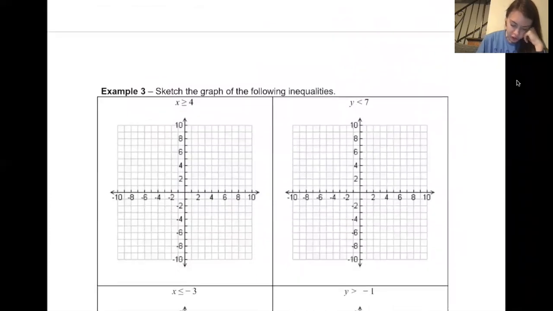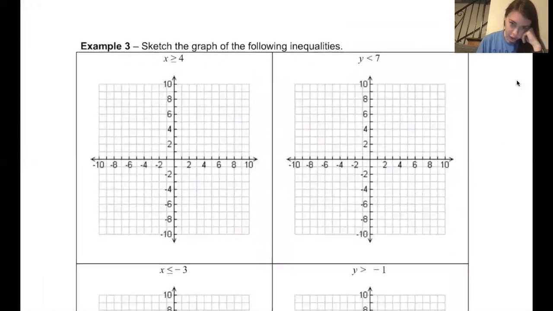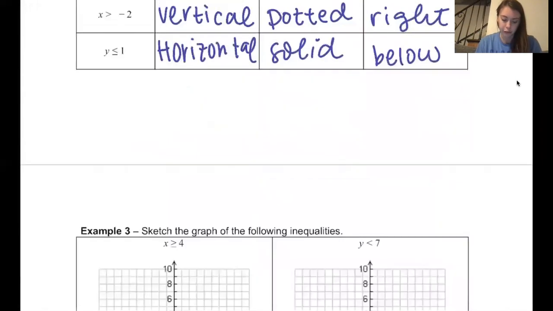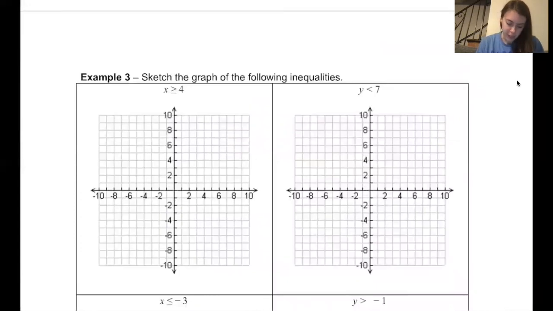Okay, so now we're actually going to sketch these on the inequality. And so this first one was our first one. And this said it was vertical, solid, and right. So I'm just going to write VSR. So I know it's going to be a vertical line, and the vertical line is going to be at 4. And then S, it's solid. So I'm going to draw a solid line right here. And I'm going to have arrows at the end.